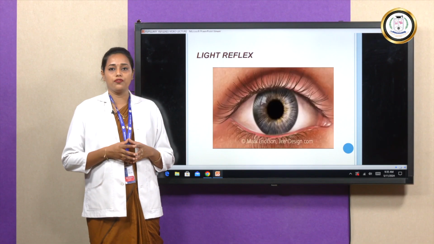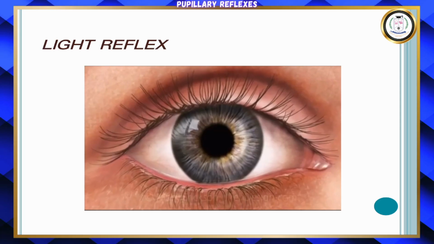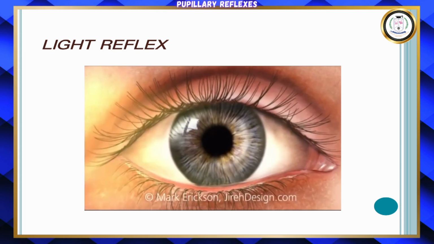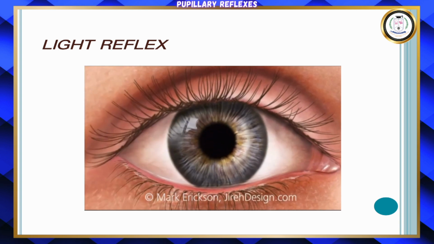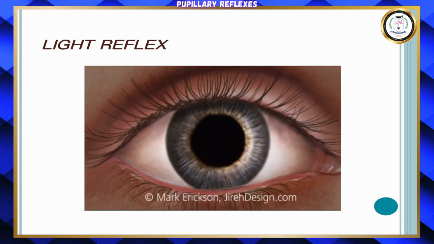And here we have a video about light reflex. Consider the torchlight is flashed into the eye. So, there is a constriction of the pupil. When there is a dark light, the pupil tends to get dilated.